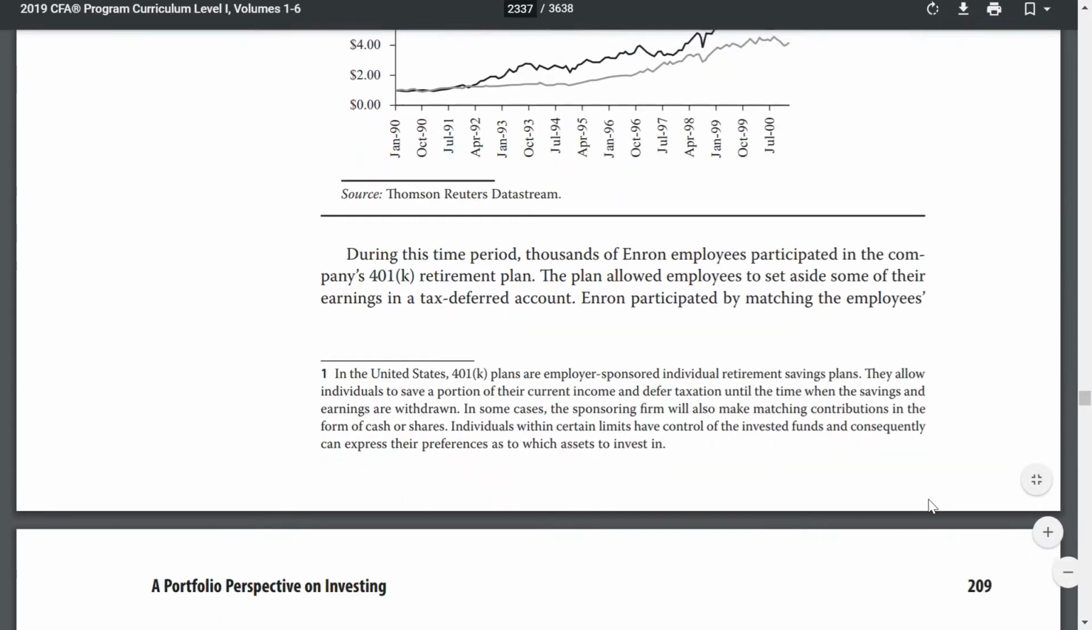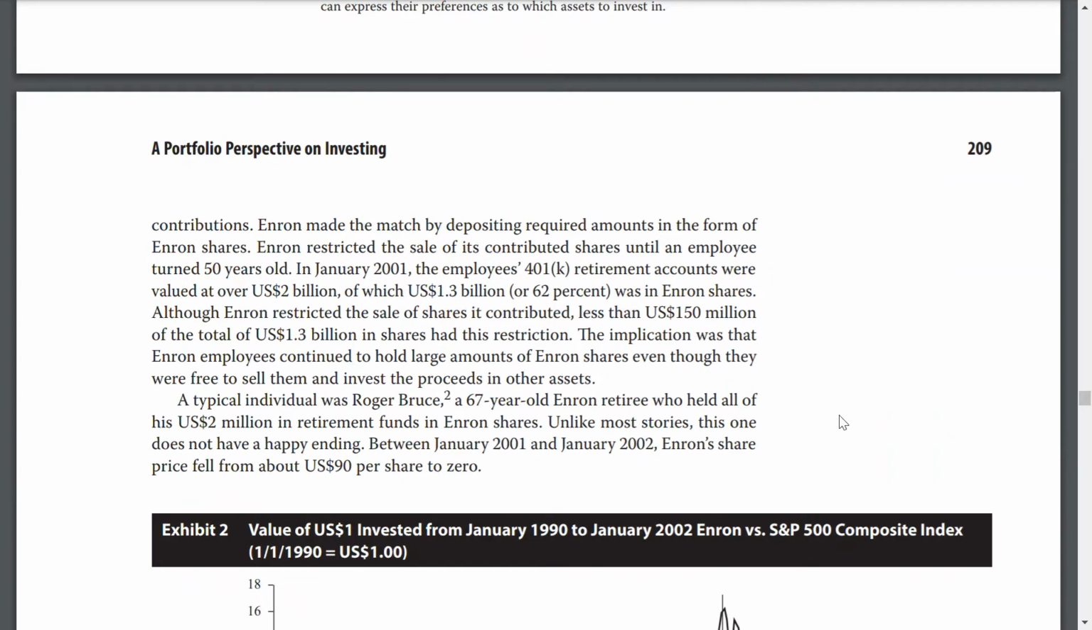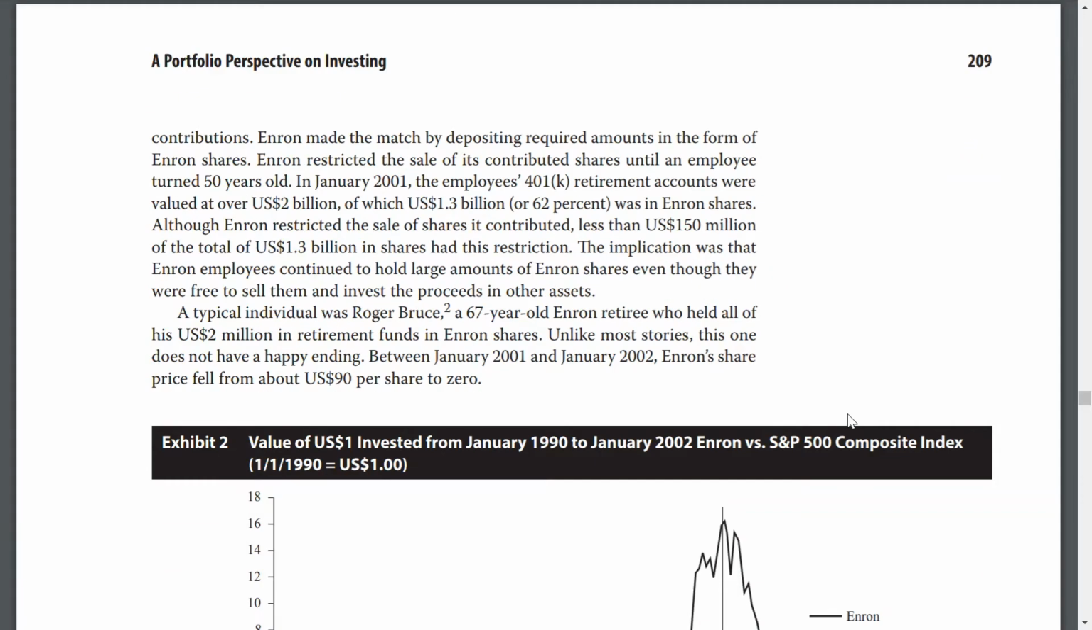During this time period, thousands of Enron employees participated in the company's 401(k) retirement plan. The plan allowed employees to set aside some of their earnings in tax-deferred accounts. Enron participated by matching employee contributions. Enron made the match by depositing the required amounts in the form of Enron shares. Enron restricted the sale of its contributed shares until the employees turned 50 years old.